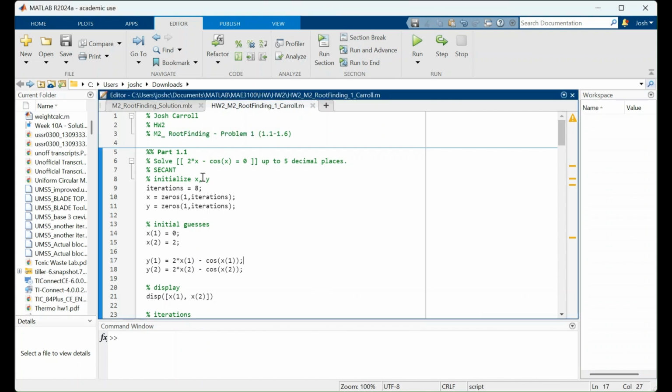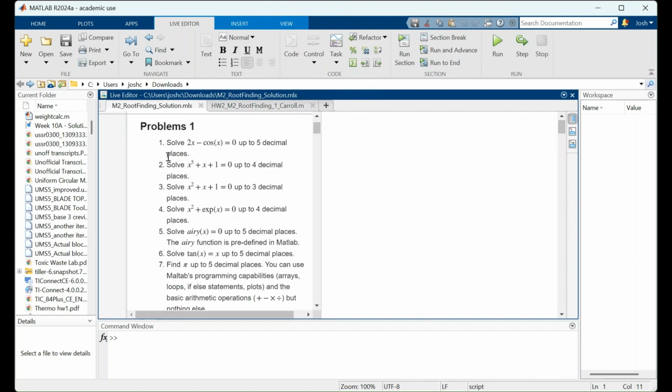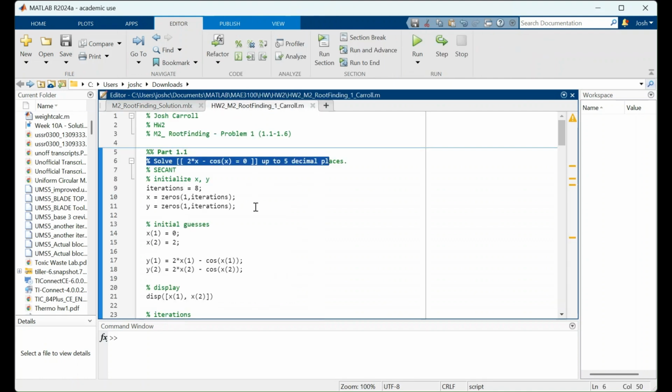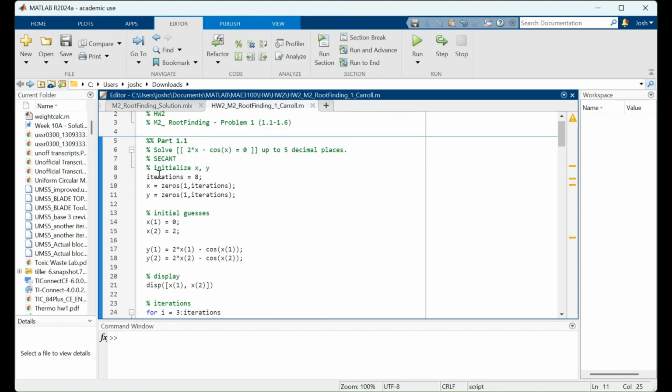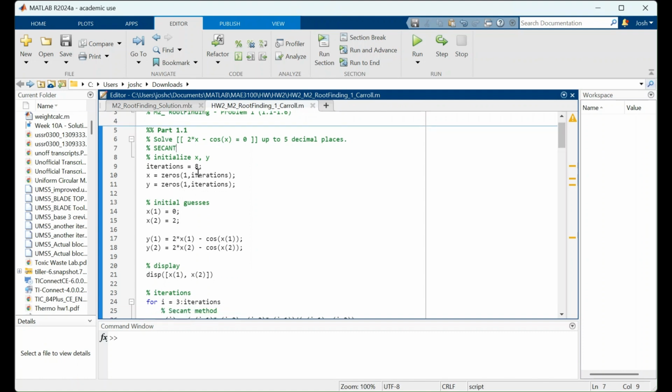Okay. Here's part 1.1. I chose solving this using the secant method. Here's what it asks of us: 2x minus cosine x equals 0 up to 5 decimal places. Chose secant method. I have my iteration set to 8 to get our 5 decimal places. I might have one extra iteration that I need.